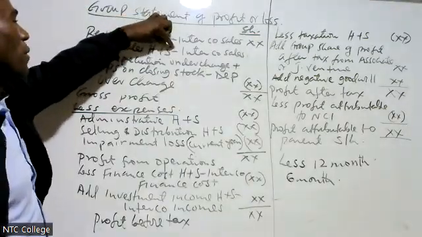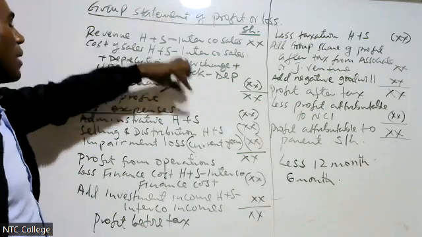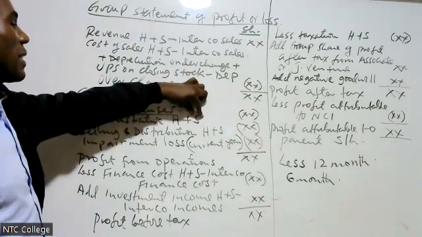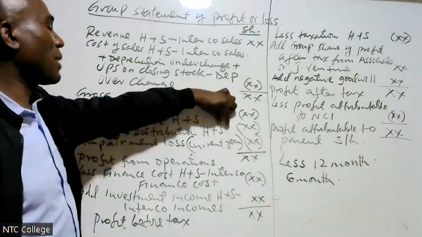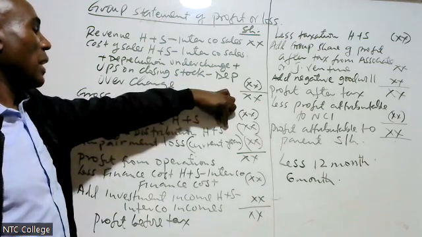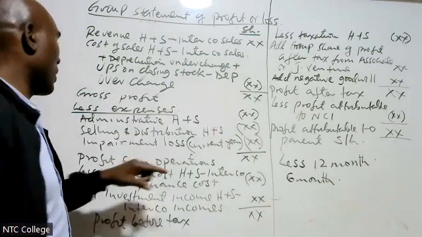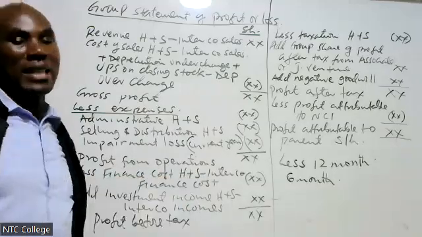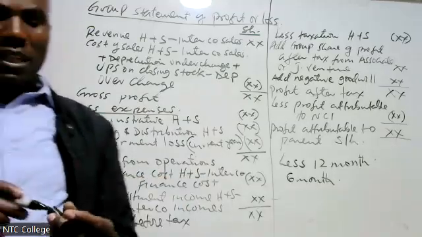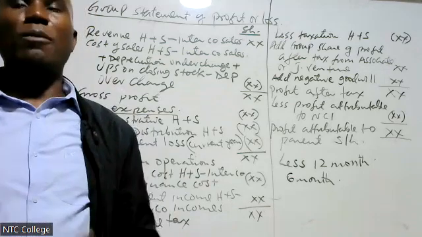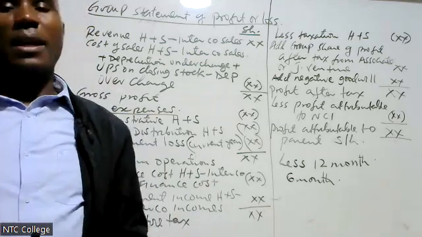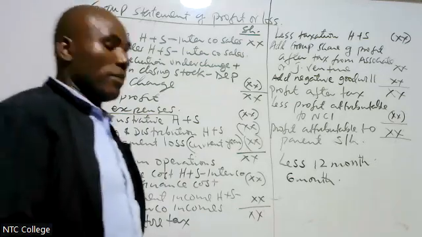When I'm taking the cost of sales, I take 6 months. When I'm taking administrative expense, I take 6 months. When I'm taking distribution, I take 6 months. When I'm taking finance cost, I take 6 months. Therefore, in the income statement, you need to be very careful with how long I held this company.